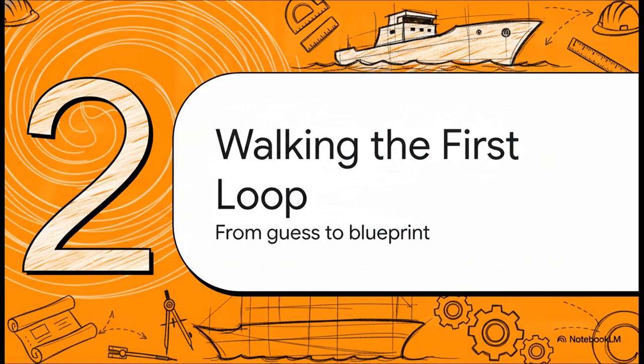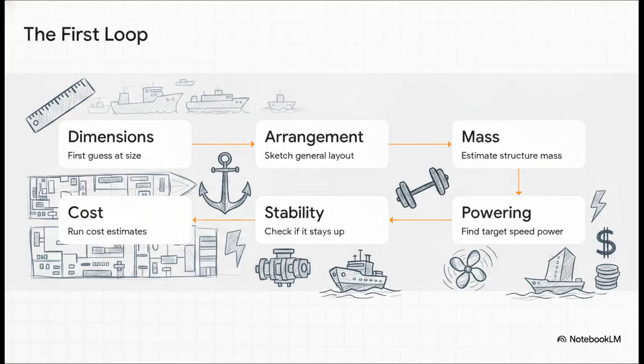Section 2. Walking the first loop. Taking a ship from a first guess to a blueprint. So here is how it actually plays out in practice. You start with a first, really rough guess at the ship's dimensions. Then, you use those dimensions to sketch out the general arrangement. That arrangement gives you an estimate for the structural mass. The mass tells you the displacement, which then dictates the engine power you'll need to hit your target speed. Next up is stability. Does the ship actually stay upright? And finally, you run the cost.